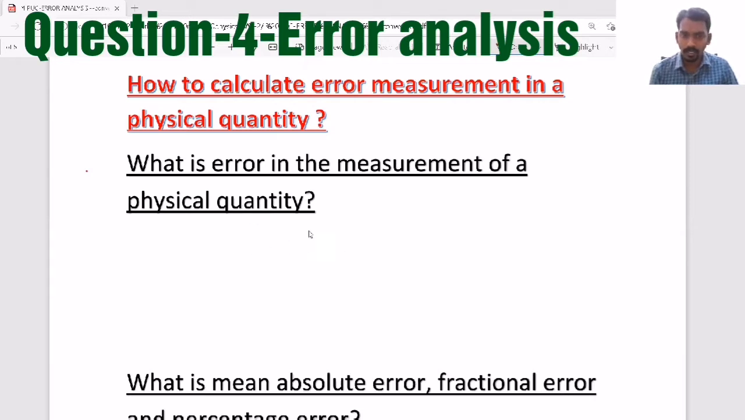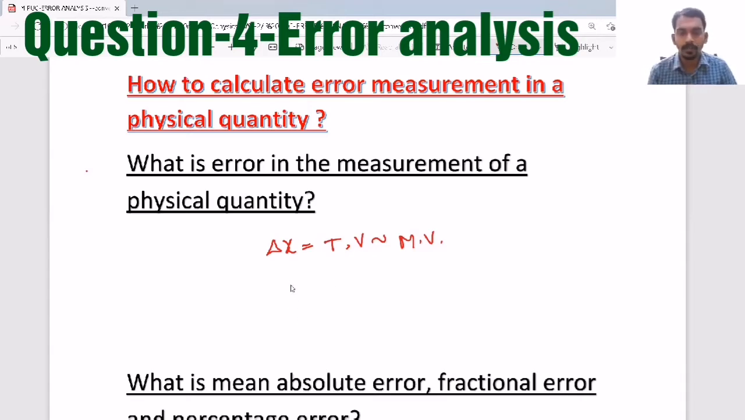So in any quantity, let's take x, the error we represent with delta x. That is the difference between the true value and the measured value, the reading and the actual value. That difference is called error, or you can also call it absolute error. So for every quantity there is a true value and there is a measured value.